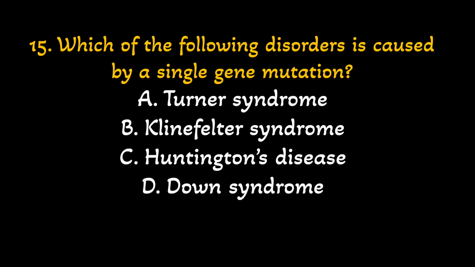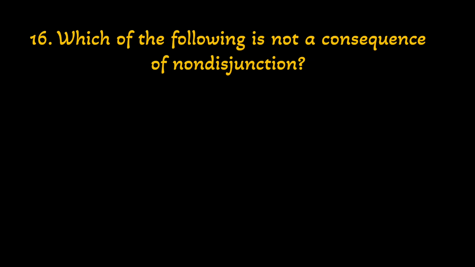The correct answer for this question is, student, option C, that is Huntington's disease. And why so? Because this disease is caused by a mutation in the HTT gene on chromosome 4. It's a Mendelian disorder with autosomal dominant inheritance. The other options are chromosomal disorders involving aneuploidy. So the correct option for question number 15 is C, Huntington's disease.